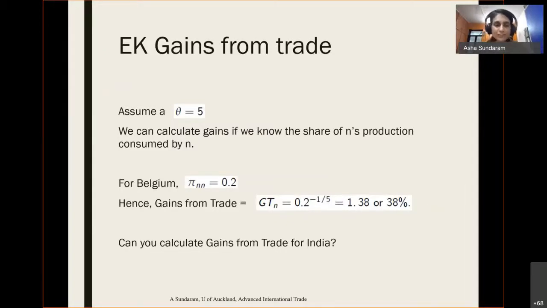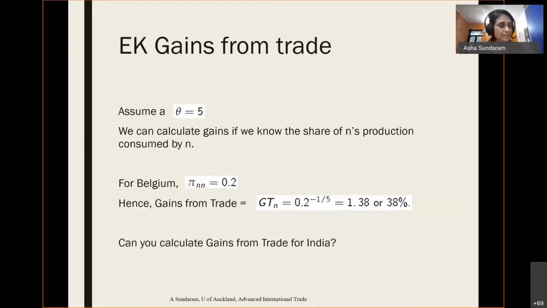And all I needed to calculate that is a guess at theta. And I had to know what proportion of Belgian total consumption spending is on Belgian products. Now, as homework, can you calculate gains from trade for India? So I want you to calculate gains from trade for India. What do you need to know in order to do this? You can guess that you can keep theta as 5. All you need to know is what is India's spending on its own products as a proportion of total spending.